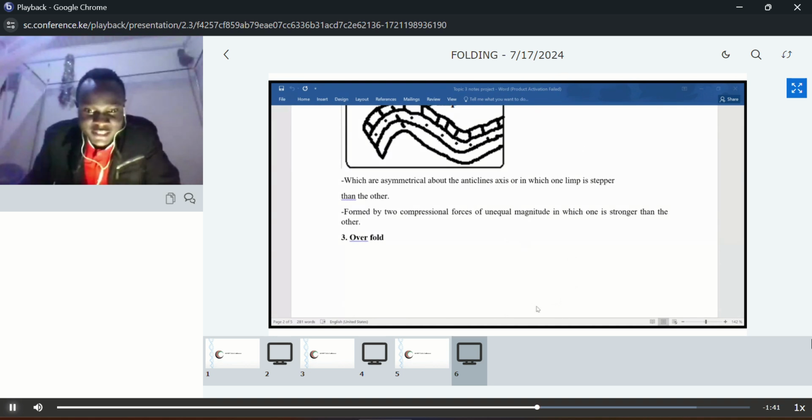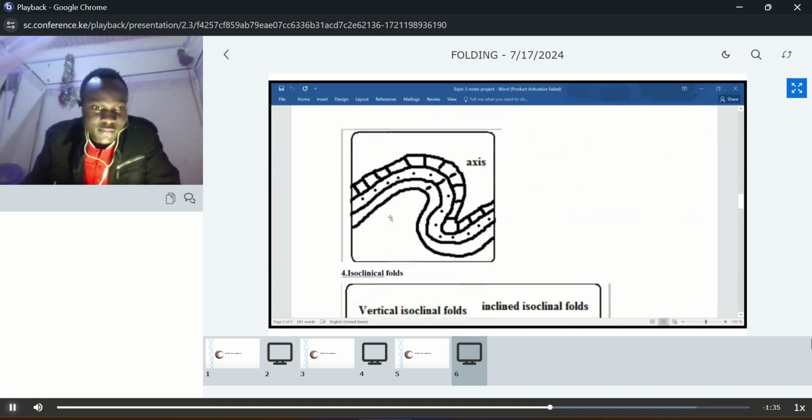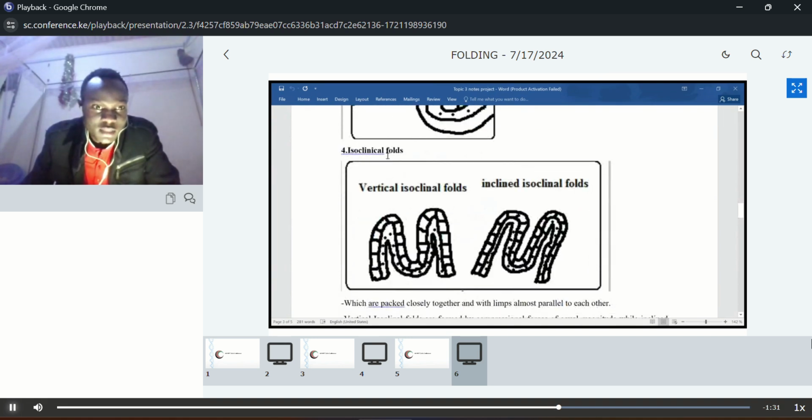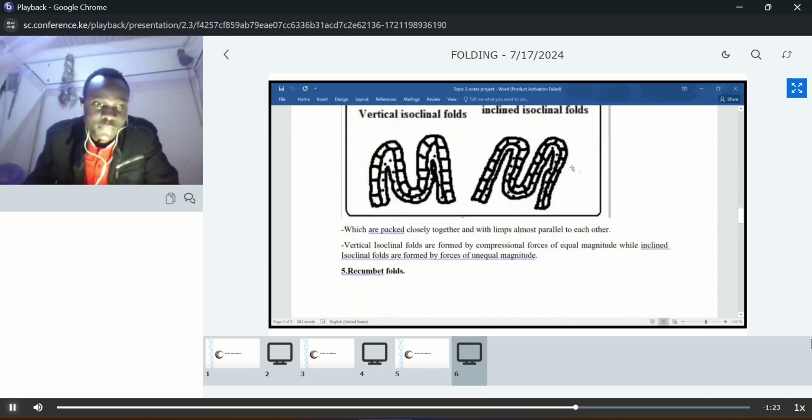And now I'm going to discuss the overfold. And here is the image of the overfold. And we have the isoclinal folds. And you have the vertical isoclinal folds and the inclined isoclinal folds, which are packed closely together with limbs almost parallel to each other.